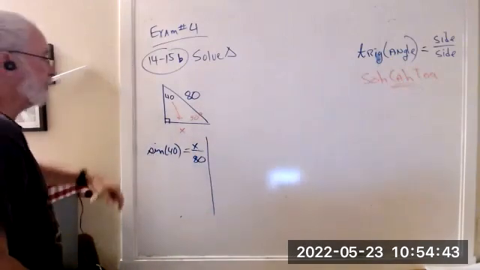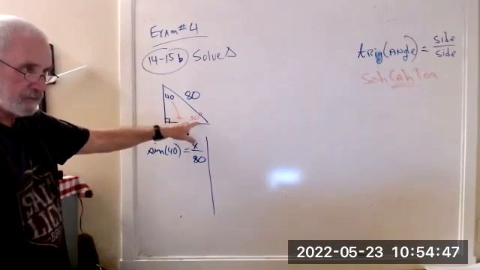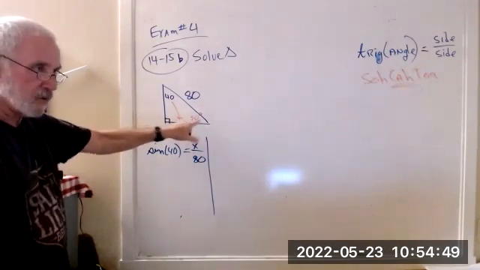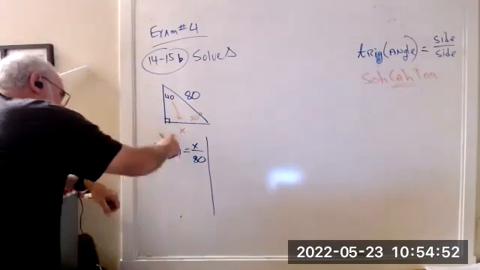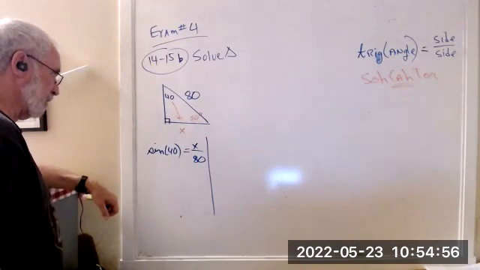Okay, what if I wanted to use the 50 and find x? What do I do then?